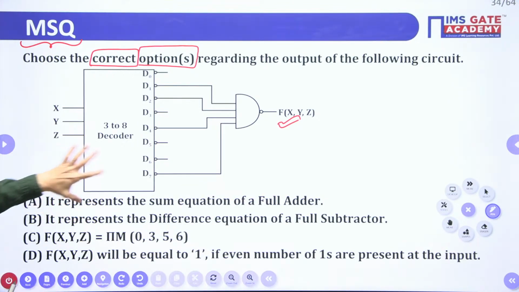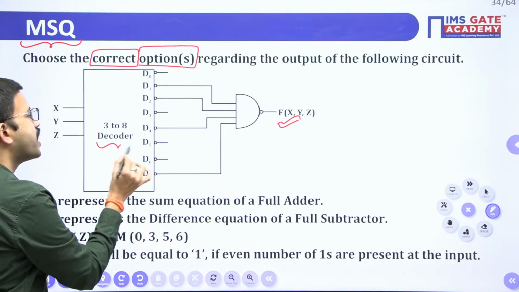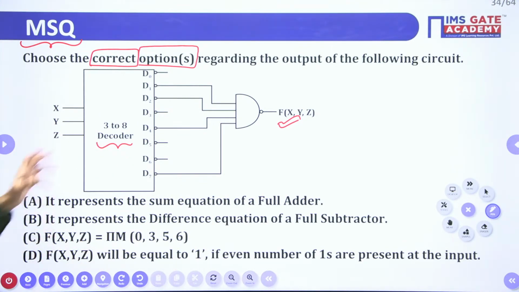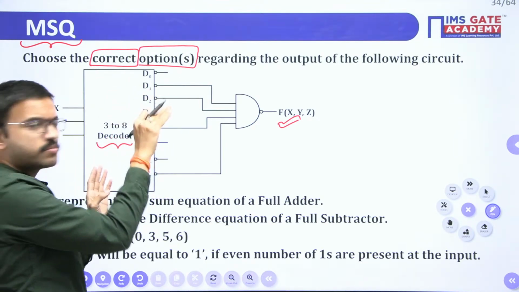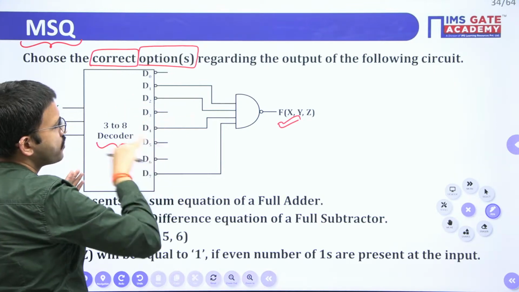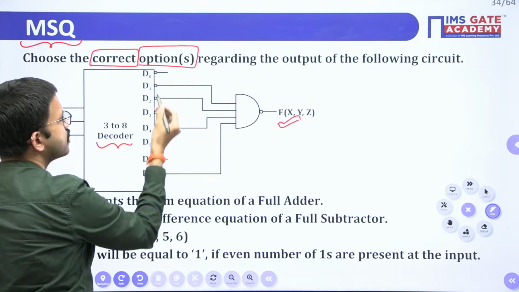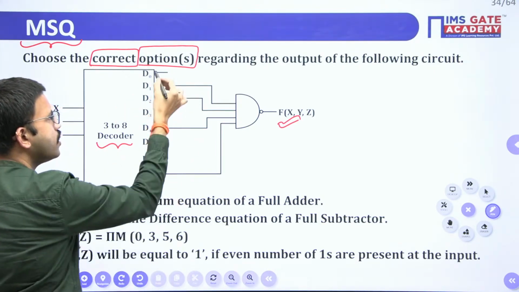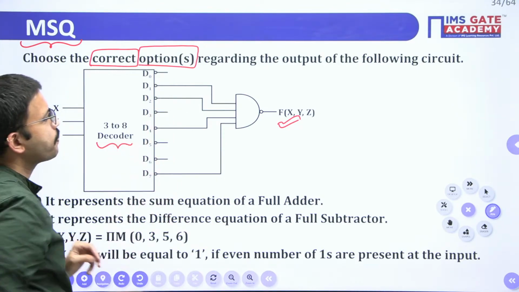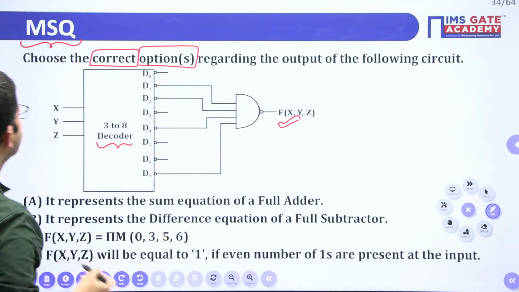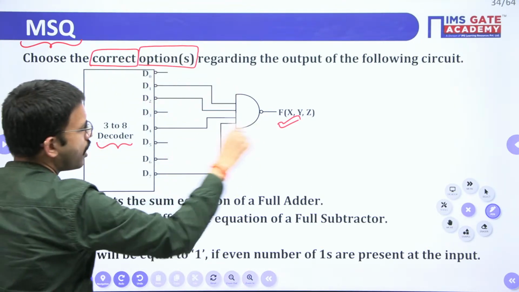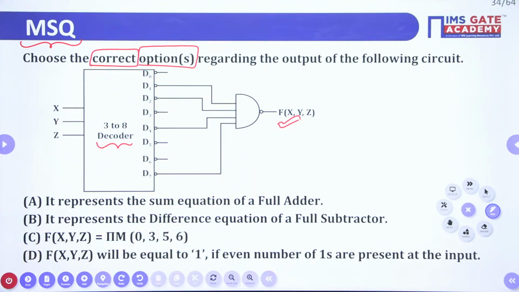Here you are having a 3 to 8 decoder. Sometimes they will give the normal decoder, meaning the outputs are direct, with no bubbles. But here you are having bubbles for all the outputs, and then here you are having a NAND gate. So regarding this overall circuit output, they have given 4 choices.